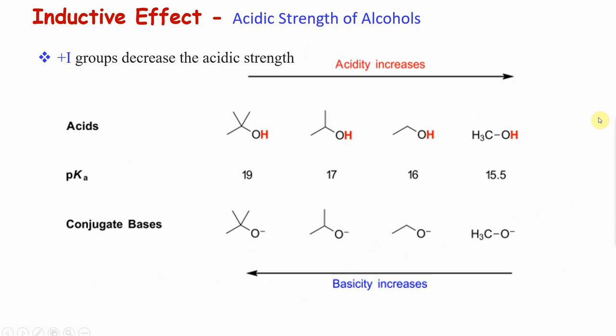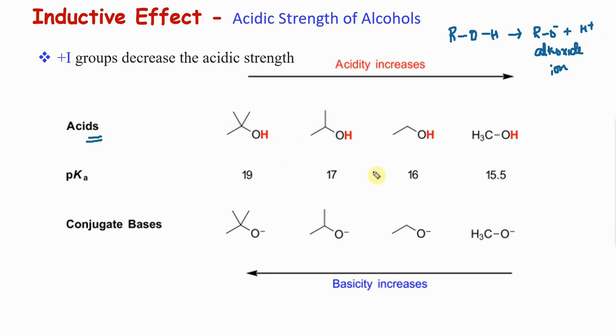Okay, let's look at alcohols alone. We know alcohols have the general formula ROH. When it behaves as an acid, it gives RO minus plus H plus. This is called an alkoxide ion. So the alcohol gives the alkoxide ion. Now when we look at alcohols as acids, we are looking at the tendency of that H to leave.